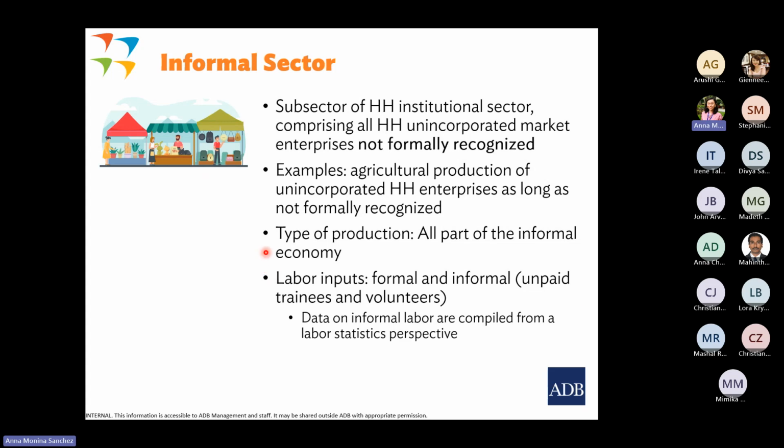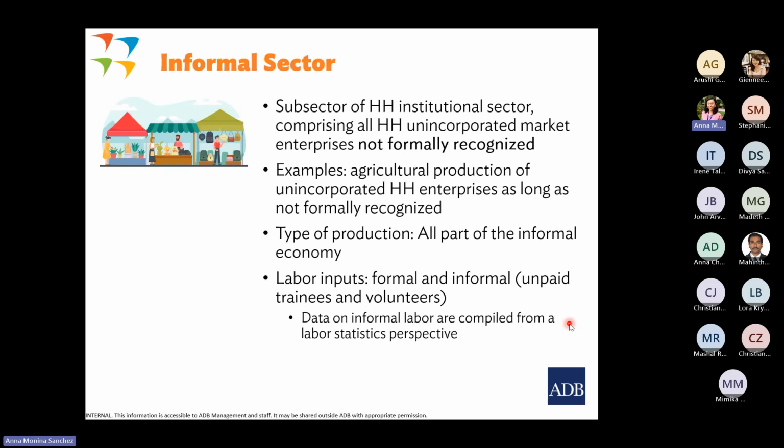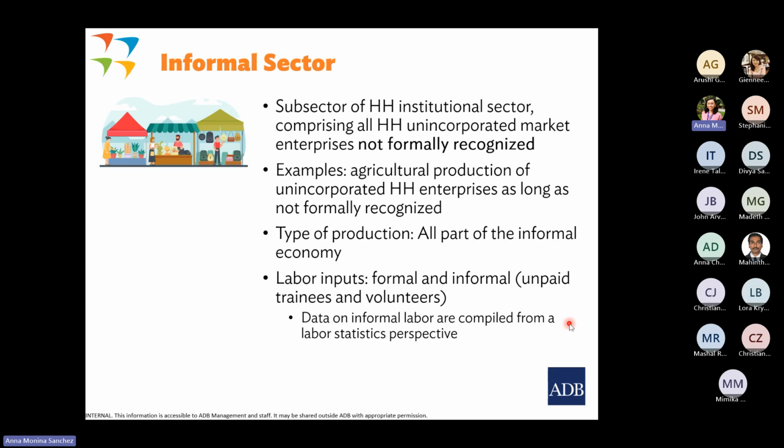So when it comes to the type of production, all types of production are part of the informal economy. However, as for labor inputs, all workers engaged in informal enterprises are informal workers. So all labor inputs are informal. Apologies for this, the earlier statement was wrong. Labor inputs must be informal, of course, since we're talking about the informal sector. So the key difference between the two, although we can think of formal and informal sectors as opposites of one another: for the formal sector, all types of production are formal. For the informal sector, all types of production are informal. But for the formal sector, part of the labor units can be informal, while for the informal sector, all labor units are informal.